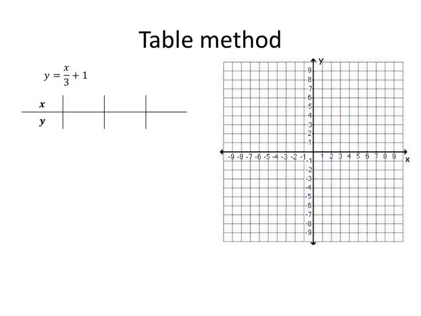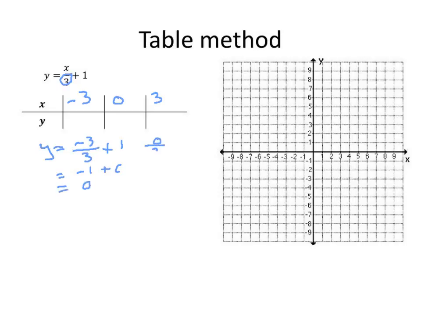Here's another one, if you want to see. When we draw using the table method, and we've got a fraction that looks like this, we can't use -1, 0, and 1 anymore. We use the denominator. We go -3, 0, 3. That way, when we're working it out, we don't land up with a fraction. So y is equal to -3 divided by 3 plus 1. And that's -1 plus 1. And that gives me 0.